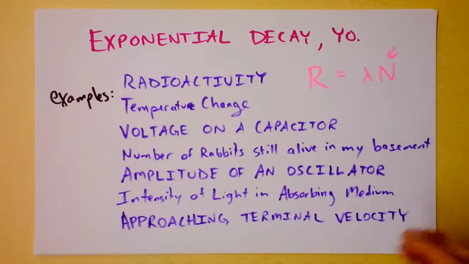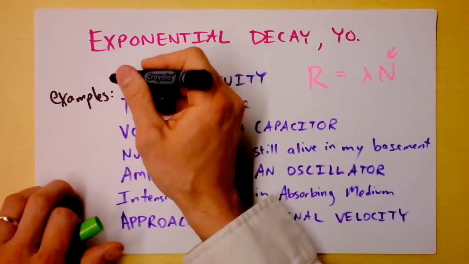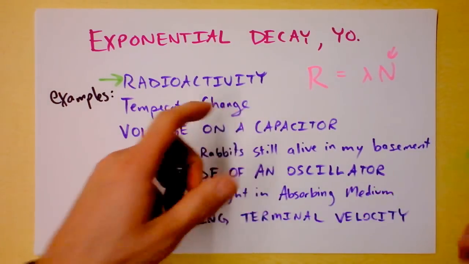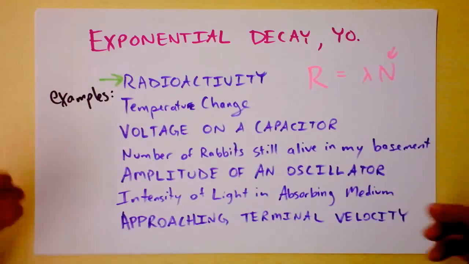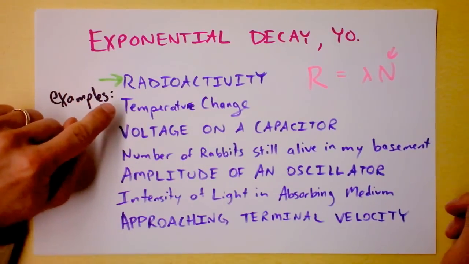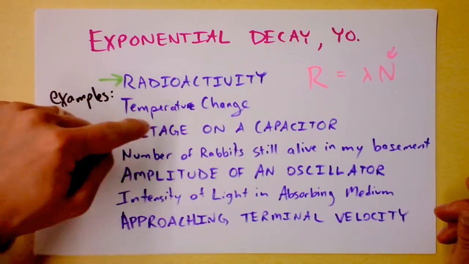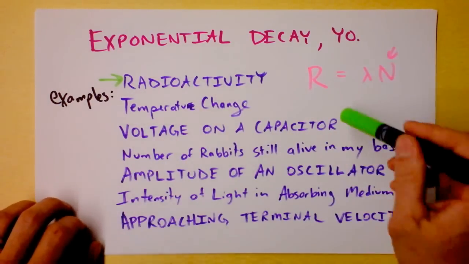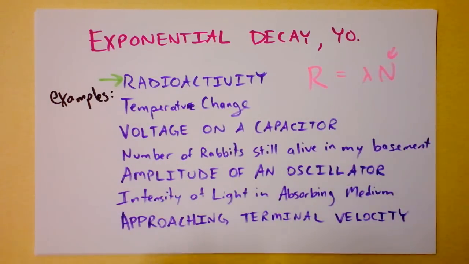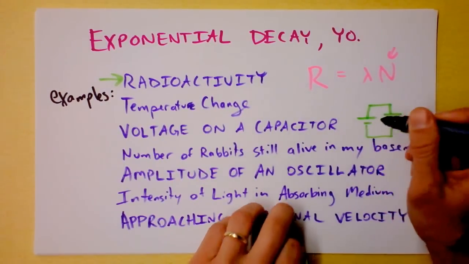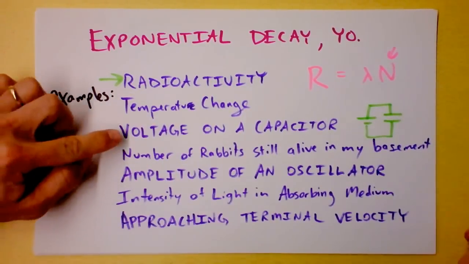There are a lot of ways to see exponential decay in physics, and I'll just throw a few of them at you. We're going to talk about radioactivity today, but I also see exponential decay in temperature change between two bodies that are coming to the same temperature, because the flow of heat depends on the difference in temperature. As the difference gets smaller, the flow of heat gets smaller. And in the voltage on a capacitor, the current depends on the voltage difference between the capacitor and the battery you're charging it with. As the capacitor charges up, it gets closer and closer.